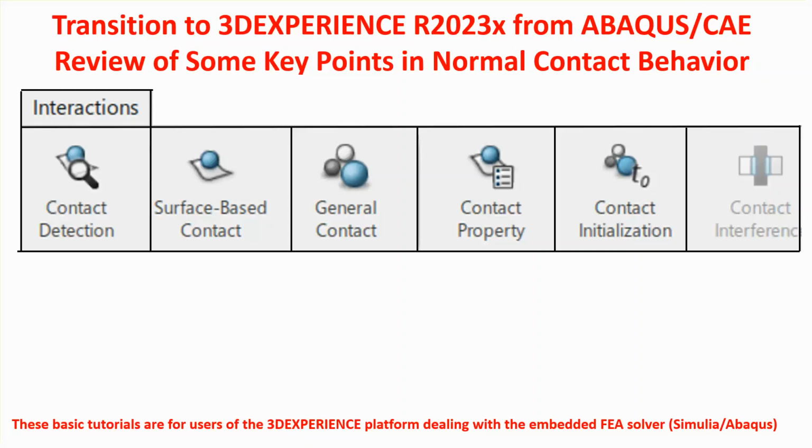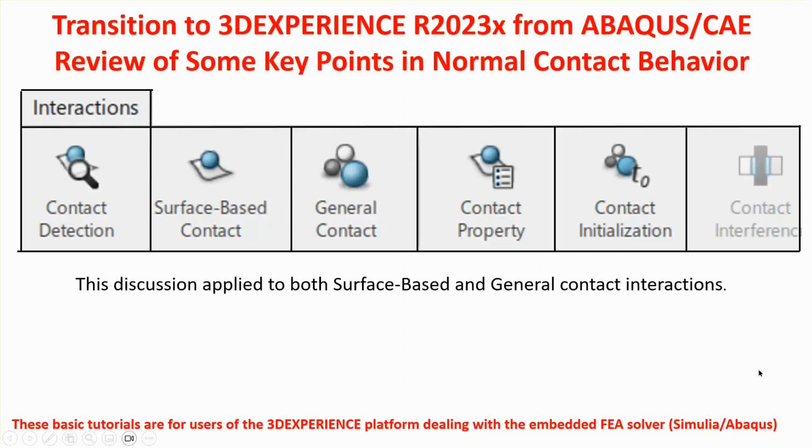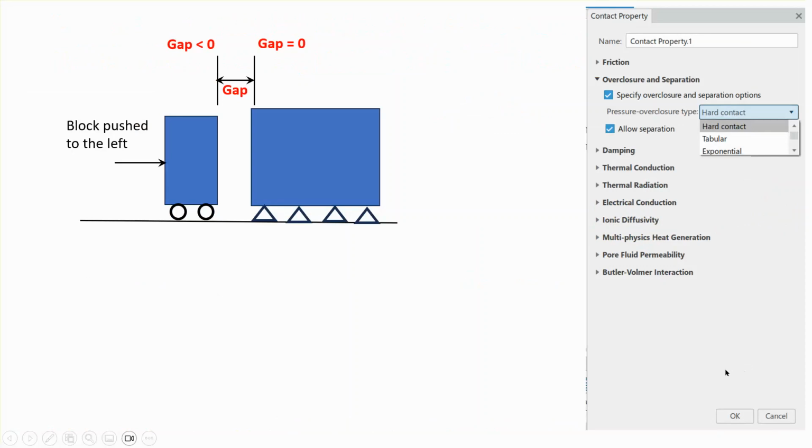These are the icons, this is the action bar from the 3D experience interface, and it involves the concept of interaction and all the stuff that you need in contact. The stuff that I'm going to talk about applies to both surface-based contact interaction and general contact interaction. However, I will concentrate primarily on this contact property, because that's where the normal behavior and the tangential behavior are described.